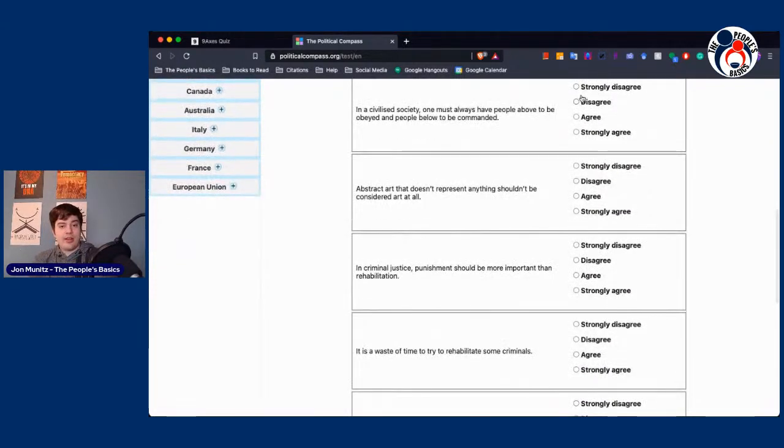Next. In a civilized society, one must always have people above to be obeyed and people below to be commanded. It's an interesting framing of that, but if you just mean, is society always going to have some form of class and a leadership hierarchy, not even just America, but just society? I mean, to some degree, yeah, it's going to have some form of leadership.